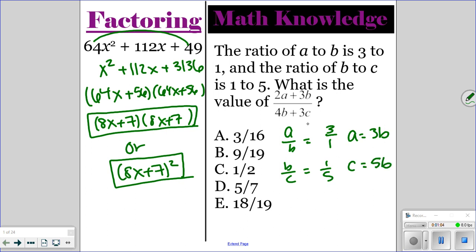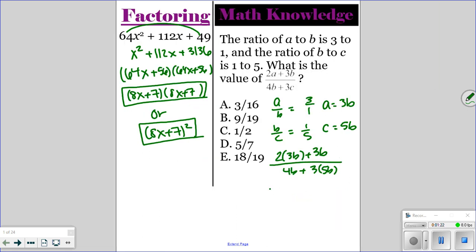So I can replace that in this fraction here. Instead of A, I can say 3B, and then I have plus 3B over 4B plus, and instead of C, I can say 5B. So now it's all in terms of B. So 6B plus 3B is 9B, and then 4B plus 15B is 19B. And so your B's cancel, and so you have 9 over 19 for your answer.